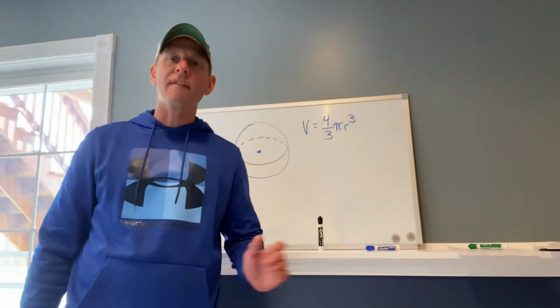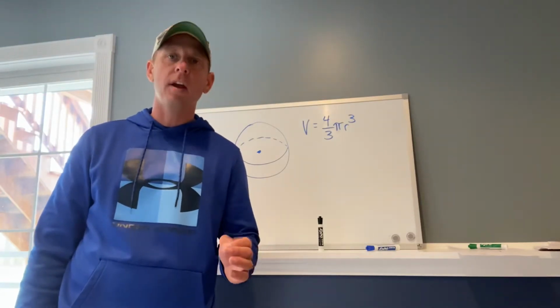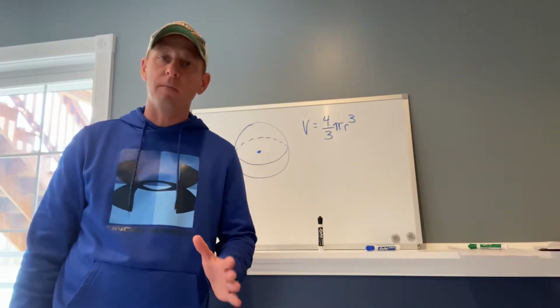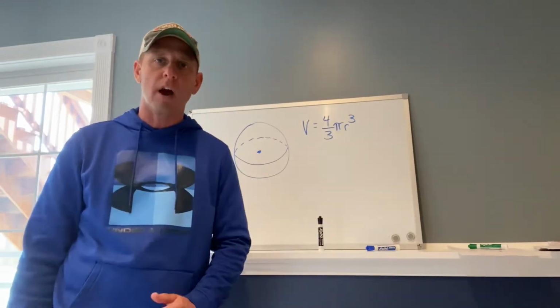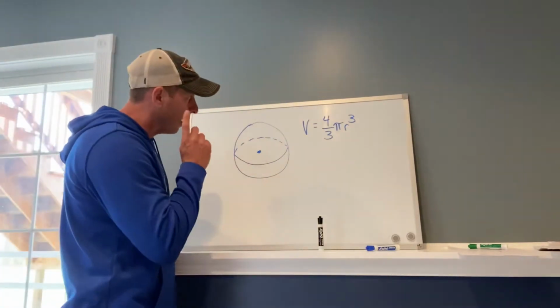We're now moving on to volume. We've done a bunch of three-dimensional solids and looked at surface area. We're now going to use those area formulas to find the volume of the different three-dimensional figures that we've been talking about. The first one we're going to look at is a sphere. I have a sphere up here right now.